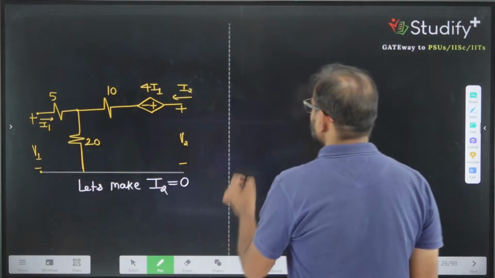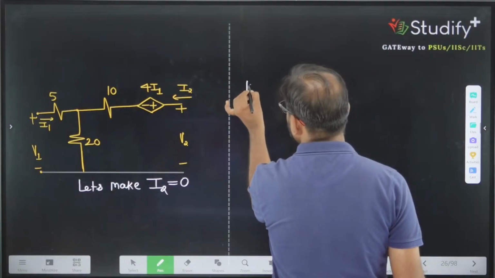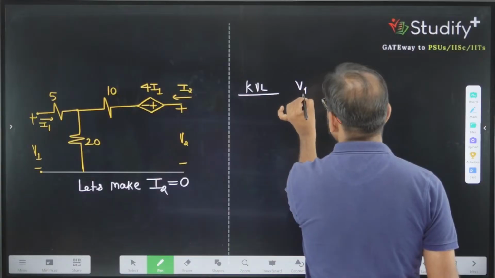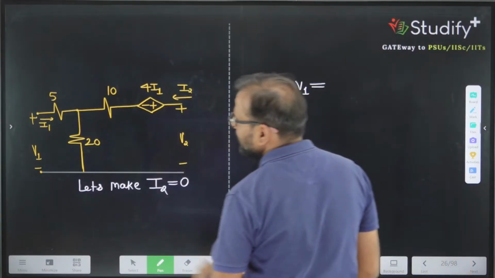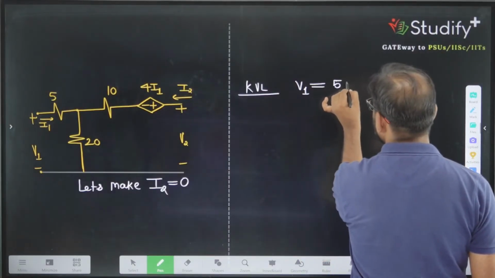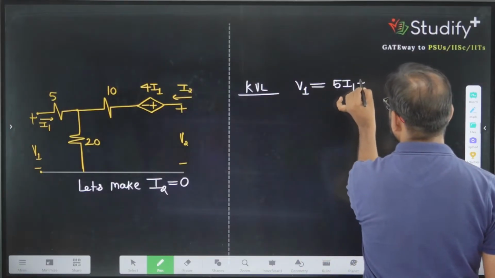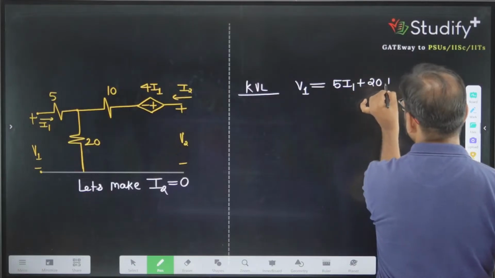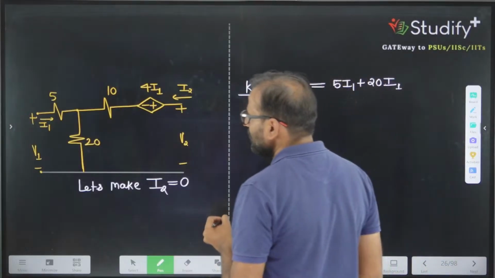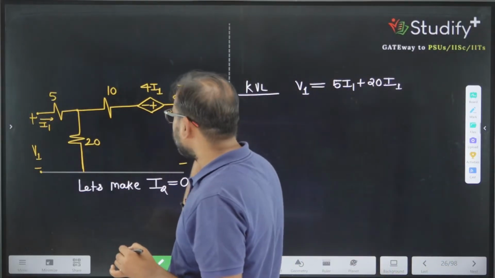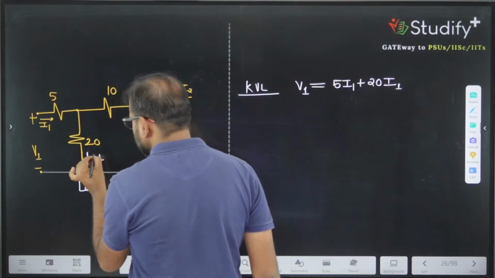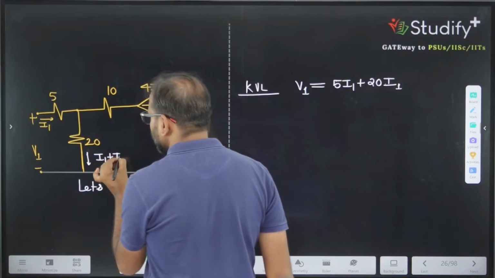The current here in the first loop is given by using KVL, and this says that V1 is equivalent to 5I1 plus 20I1, because the net current going in the 20 ohm is I2 plus I1. What is the current going inside this branch? The current going inside this branch is I1 plus I2, but we are taking I2 equal to 0.